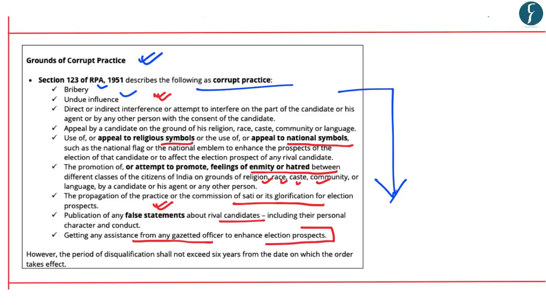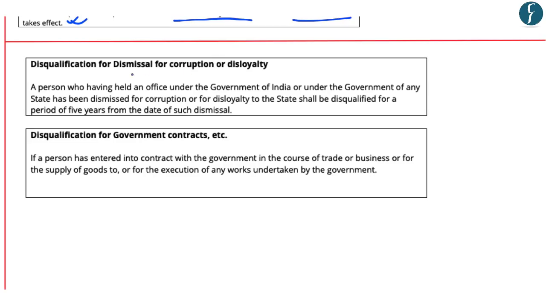So, for all these, the disqualification shall not exceed 6 years from the date on which the order takes effect. So, this again becomes another important aspect, that is, the maximum period of disqualification becomes 6 years. Other grounds of disqualification are disqualification for dismissal for corruption or disloyalty.